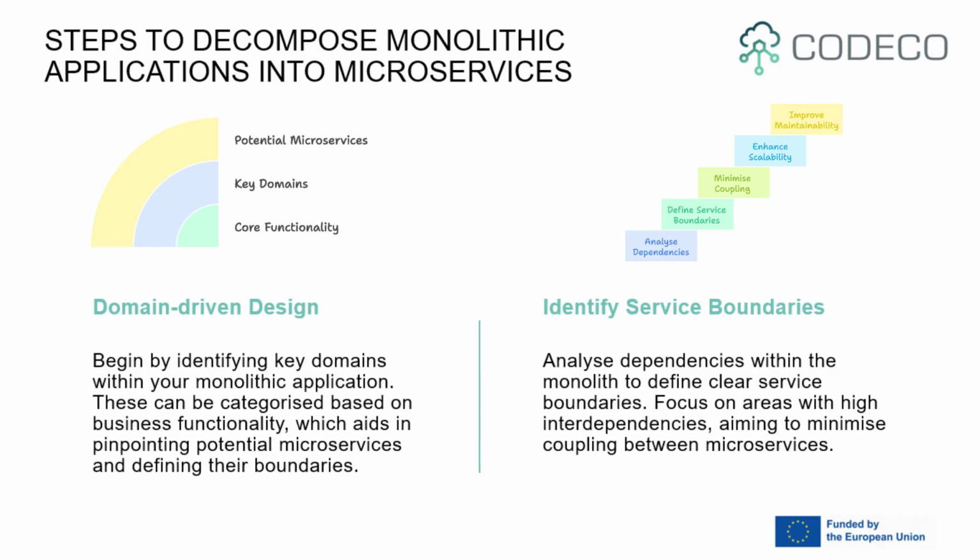2. Identify service boundaries. Once you have identified the domains, analyze the dependencies within the monolith. Look for areas where there is a high level of interdependencies, as they might indicate potential microservices. Define clear service boundaries and make sure you keep the coupling between microservices to a minimum.